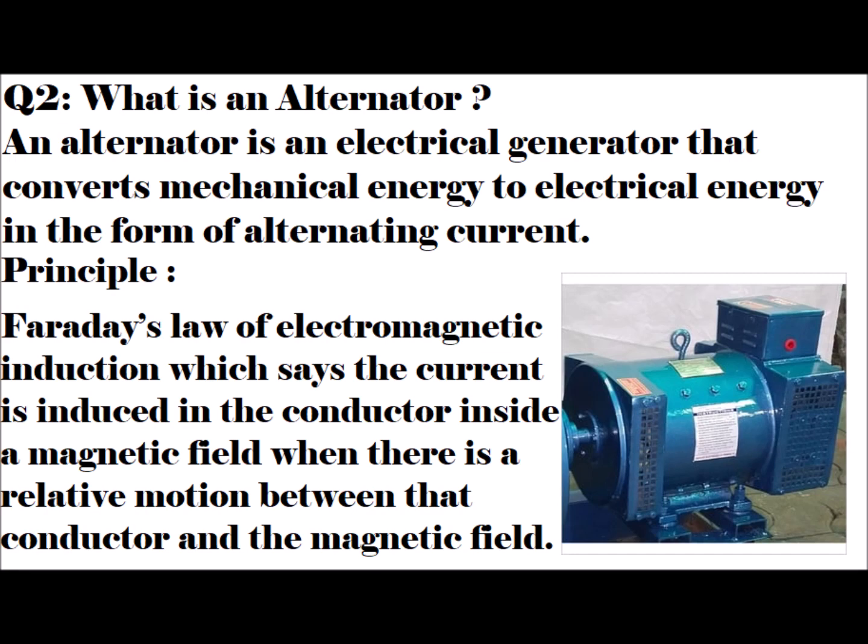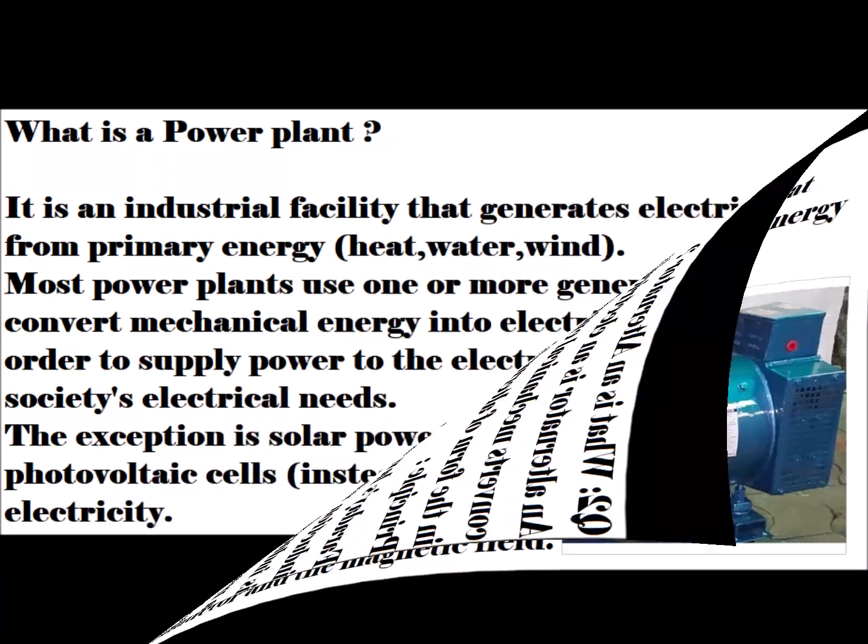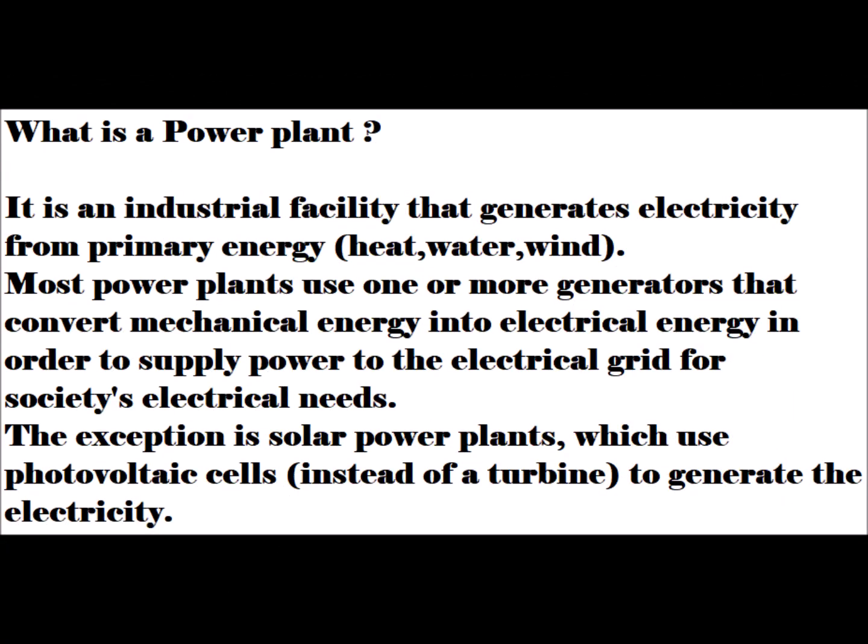Next, we are coming to our second question. That is, what is a power plant? Since we have seen the working of an alternator, we'll see the power plant. It is an industrial facility that generates electricity from primary energy, that is heat, water and wind. So heat, that is thermal power plant, water, hydro, and wind, that is wind turbines. And we know in a power plant there are alternators, generators that convert mechanical energy into electrical energy.